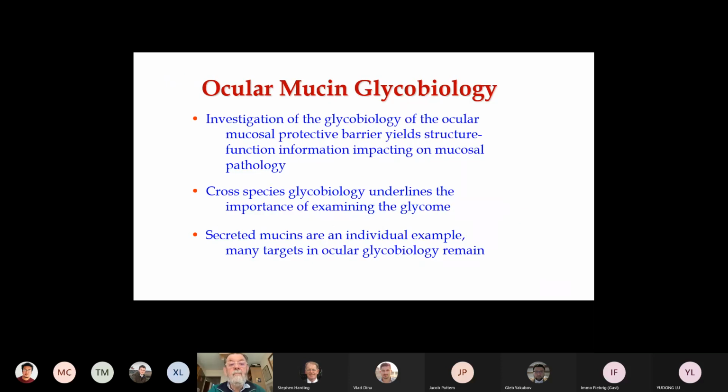Okay, so here we have a structure-function relationship which affects mucosal pathology. We looked at different species, dogs, rabbits, and humans, and we found the same pattern. So the secreted mucins are an individual example with many targets on the ocular glycobiology that remain to be worked out. So next, please.